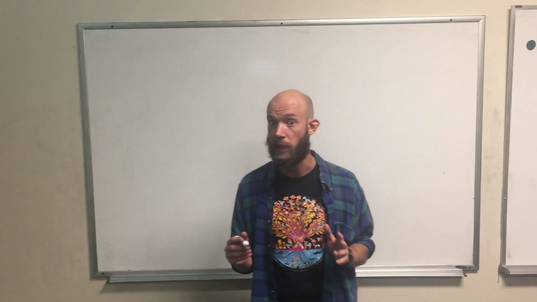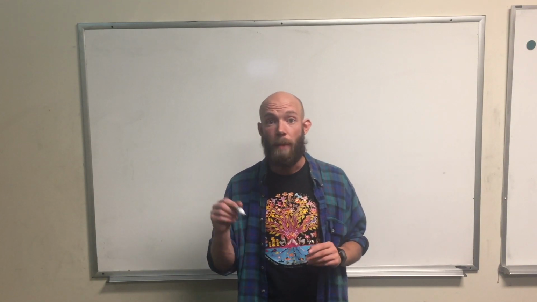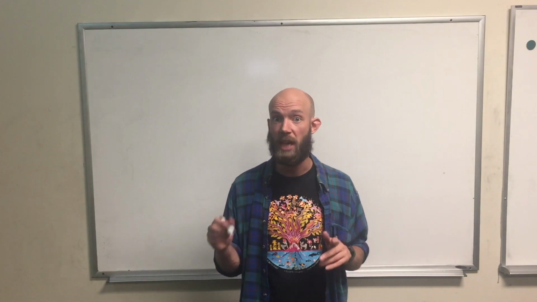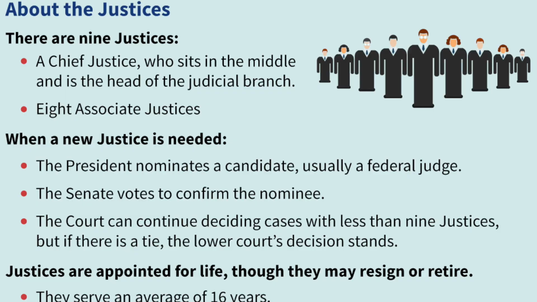When a new justice is needed, oh, this is relevant, the president nominates a candidate, usually a federal judge. The Senate votes to confirm the nominee. The court can continue to decide cases with less than 9 judges, but if there's a tie, the lower court's decision stands. Justices are appointed for life, though they may resign or retire.